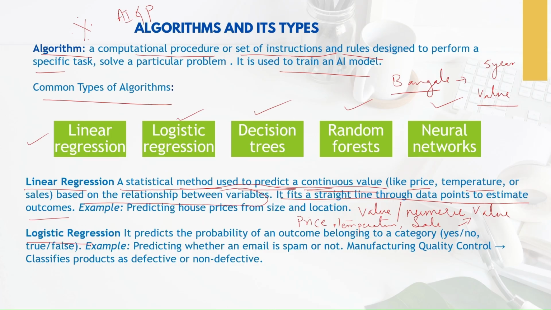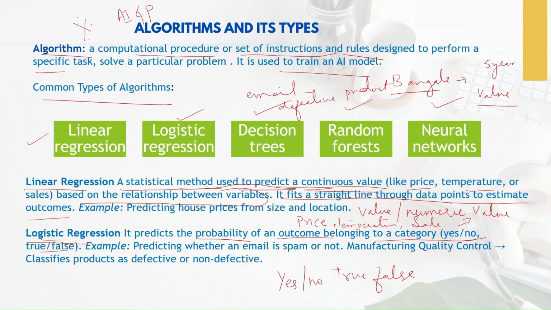Next is logistic regression. Logistic regression predicts the probability of an outcome. Whenever there is a yes/no statement or a true/false statement that is required, then we use the logistic regression algorithm. For example, predicting whether an email is spam or not, or in manufacturing quality control, just to understand whether there is a manufacturing defect in the product or not. If you want to predict that, then you can use this kind of algorithm. It predicts the probability of an outcome belonging to a category.